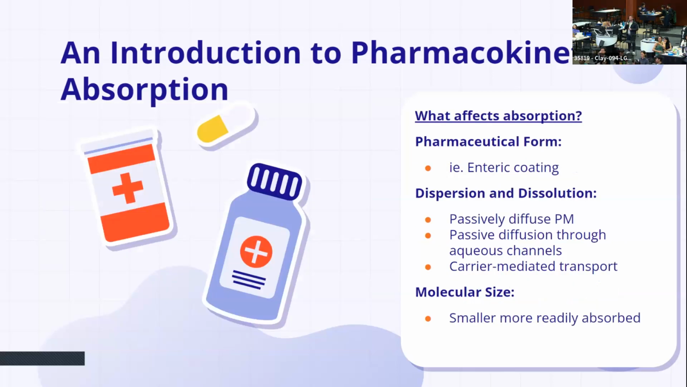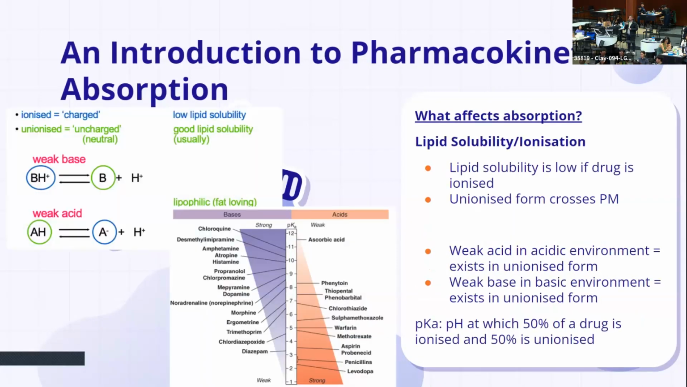And if we think about different properties of a drug that can affect its absorption, the first one is the pharmaceutical form, or the way that a pharmaceutical company will package a drug. So a thing like an enteric coating: whenever you see something with entera, it just means gut. So if something has a gut coating, it means it can be resistant to stomach acids. Dispersion and dissolution basically means that if something is hydrophobic, then it's able to go through the plasma membrane and it's able to spread more easily. And for molecular size, a smaller drug is more readily absorbed.